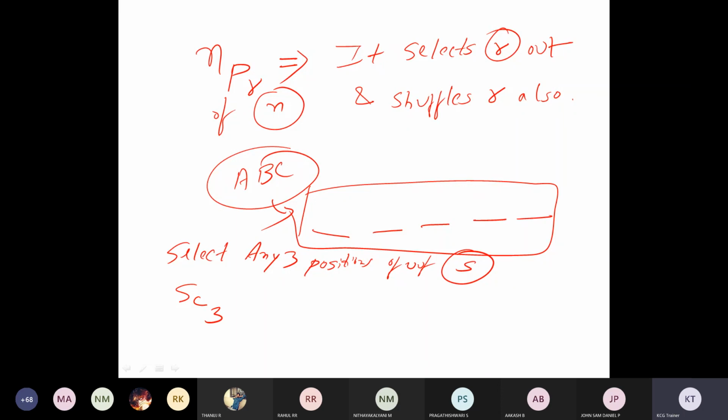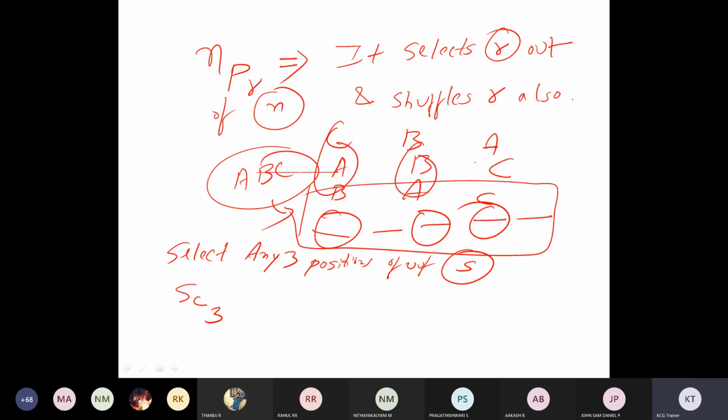That means selecting 3 positions out of 5. Please listen carefully. And then, for example, you've selected this one, this one, this one. Now tell me, will A, B, C sit in the same 3 positions? No, it can also be BAC, it can also be CBA. That means even these 3 positions can be shuffled. So again I have to shuffle, 3 positions in 3 factorial ways.